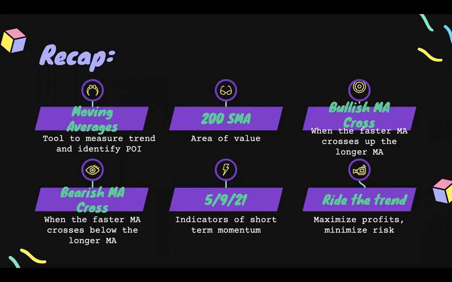When the faster moving average crosses below the longer moving average, like the 50 crossing below the 200, or the 20 crossing below the 50, or the 9 crossing below the 21, that is considered bearish. And then the 5, 9, 21 are indicators of short-term momentum. As long as price is hugging the 5, no reason to sell. As long as price is hugging the 9, no reason to sell. As for the 21, that's different. I don't really use the 21 like that, only to observe the shift in momentum.